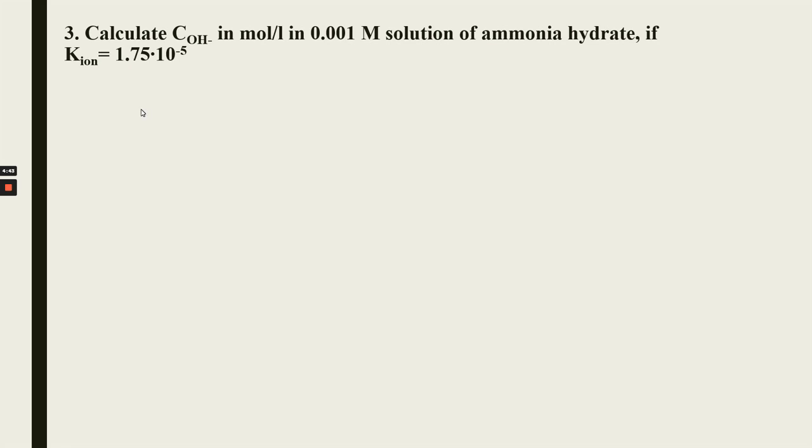Okay, let's start with dissociation equation. Ammonia hydrate. It is NH3 multiply H2O, or you can write the following way, NH4OH. It is the same. So NH4OH dissociates, you write 2 arrows, and it gives us ammonium ion and hydroxide ion.